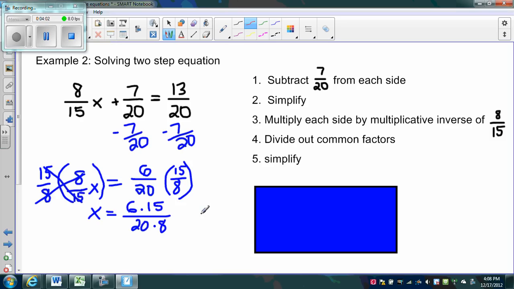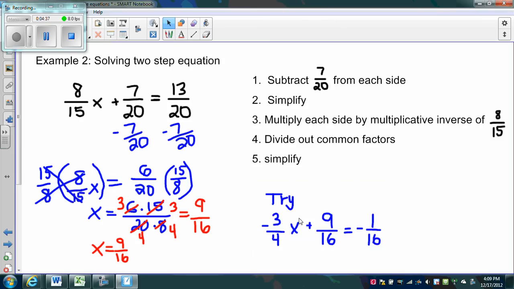Let's go ahead and simplify this. So 20 and 15 both get 5 into it. 4, we can divide this by 2, leaving us with 3. And this also by 2, leaving us with 4. So we're left with 9 over 16. So that's simplified. So x equals 9/16. So what I want you to do is now try one on your own. It's a very similar problem. So press pause now and give it a try.